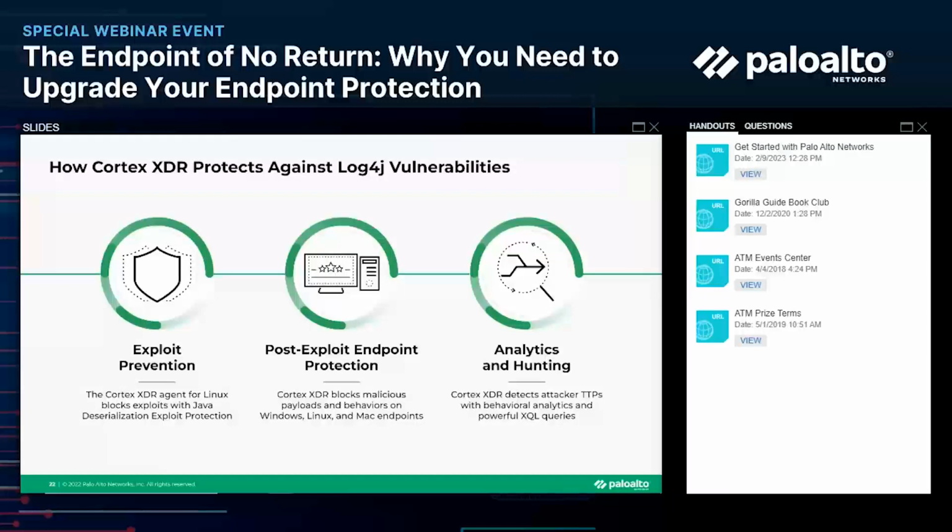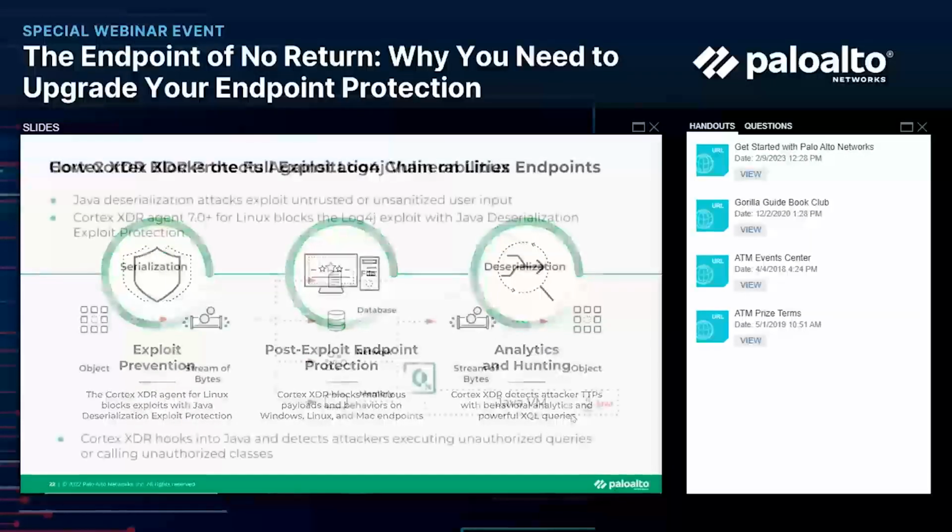This is relevant for Log4j because when the attacker sends the data that is being translated into JVM, Log4j reads and executes it. It is being deserialized. And this is where the Cortex XDR Linux agent looks for suspicious data that's being transferred.